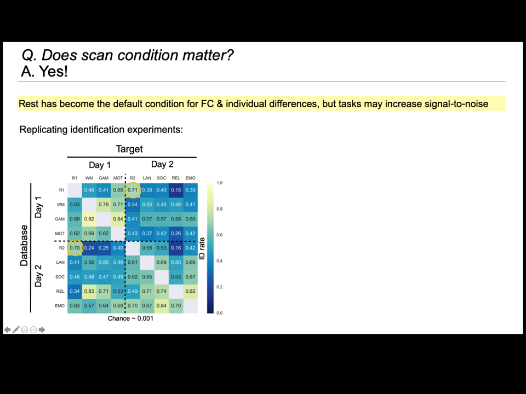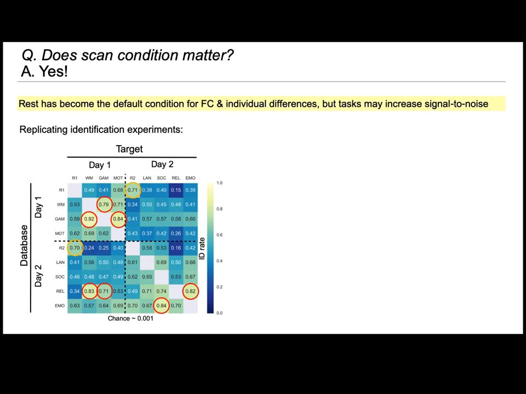We're still doing pretty well between the 2 resting state scans, which were again on different days, so we're able to identify people between rest 1 and rest 2 with around 70% accuracy, whereas again, chance here is less than 0.01% or 0.1%. But the 70% is actually not as high as some of the task-to-task pairings.